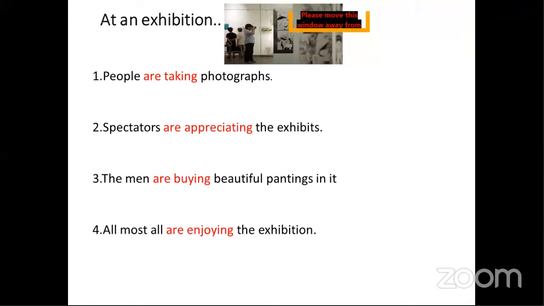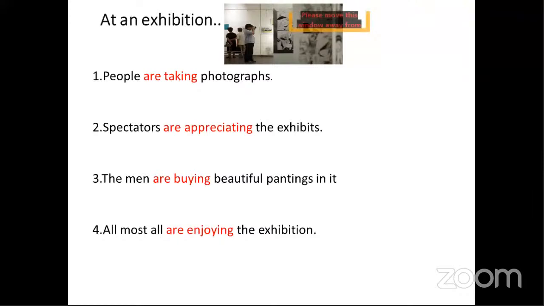So spectators means those who watch. They appreciate the beautiful exhibits. So that is also one kind of activity we are normally doing. And the third one, the men are buying beautiful paintings in it. If the paintings are available for selling, we can buy them. So that is also a kind of activity.